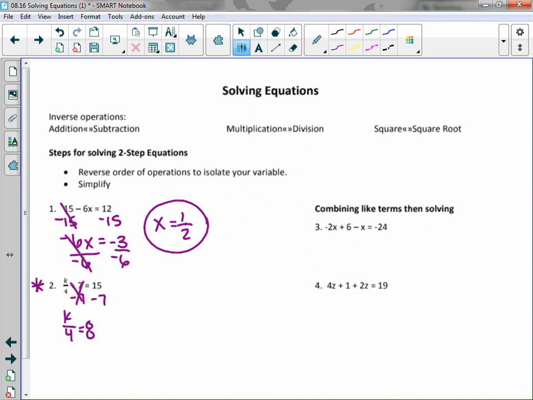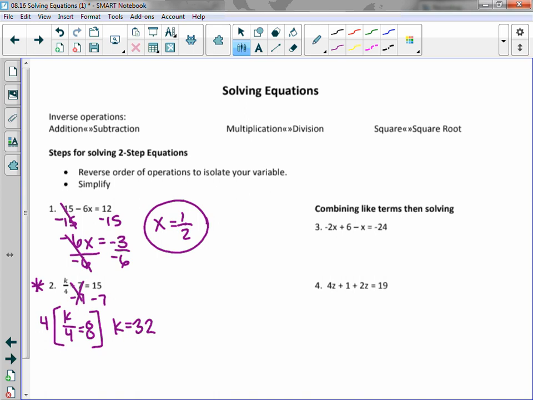And then we can do what? Multiply by 4, which gives me k equals 32. All right, so that one, 2 steps. You add or subtract when you multiply or divide. Here, adding 1 extra step. What did we do for warm-up?